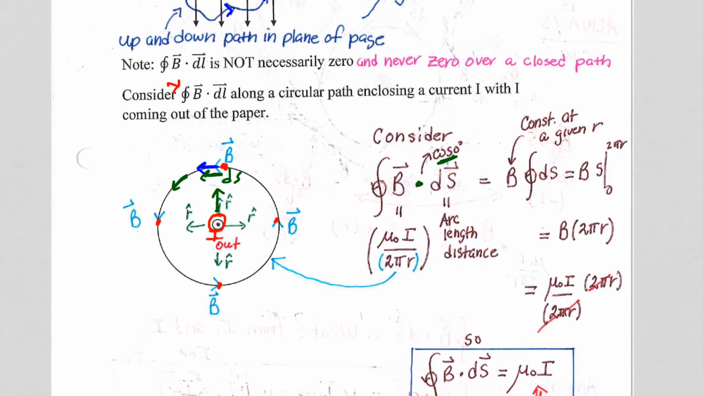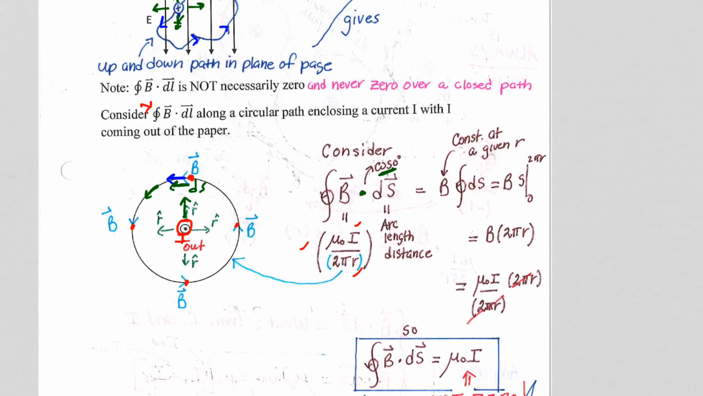Well, we know the B field outside of the long straight wire from our previous notes is mu naught I on 2 pi r. And that's constant, right? So the I is constant, and we're taking our path to be constant. So the B comes out of the integral, so constant r. So make sure you get all of this in your notes. The B comes out. We're left with the integral of ds, which is s from 0 to 2 pi r.